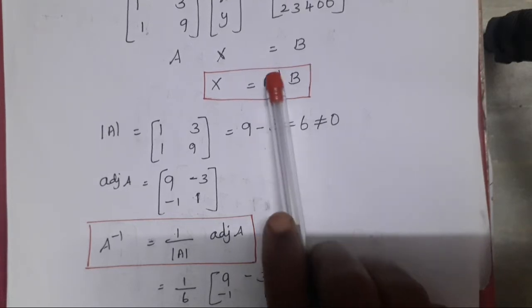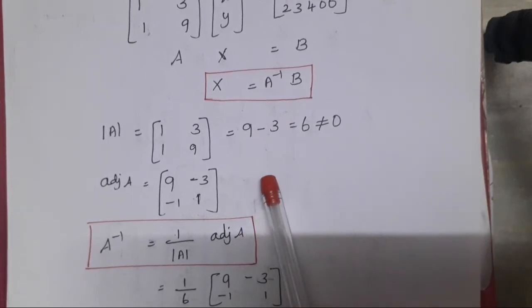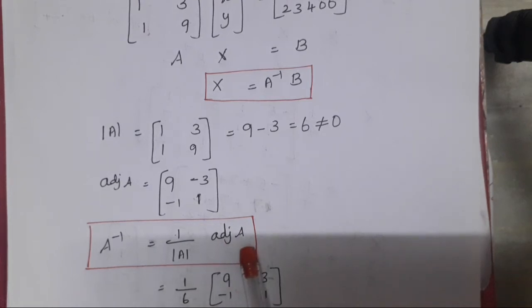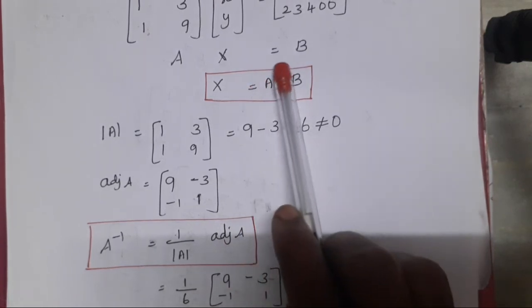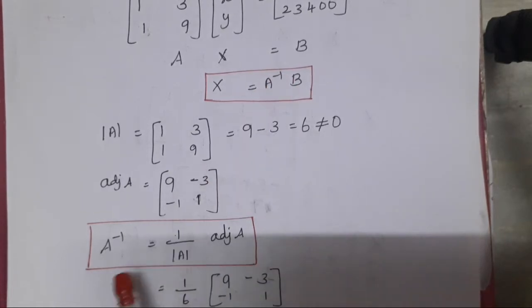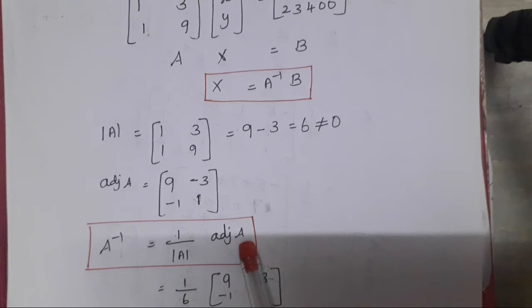What is the formula? How to find A inverse? A inverse equals 1 by determinant of A into adjoint of A. First we are going to find A inverse. The formula is A inverse equals 1 by determinant of A into adjoint of A.